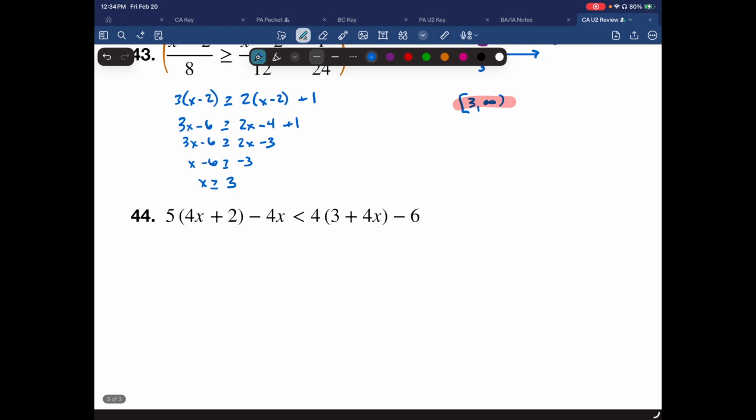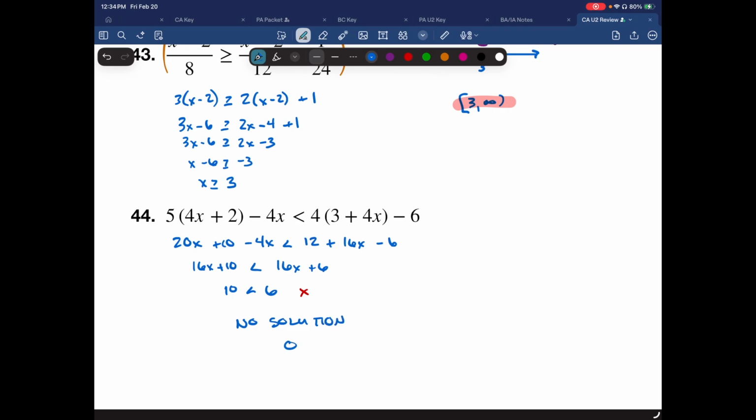All right, on 44, we're going to distribute. So we got 20x plus 10 minus 4x less than 12 plus 16x minus 6. Let's clean this up. 20 minus 4 is going to be 16x plus 10 less than, we got 16x. 12 minus 6 is 6, so plus 6. And then I'm going to move the 16x over, and you'll find that the x's fall out, and I'm left with 10 is less than 6, which is not true. So this is no solution. And you can write that out by spelling it out, or you might see it as 0 with a line through it.